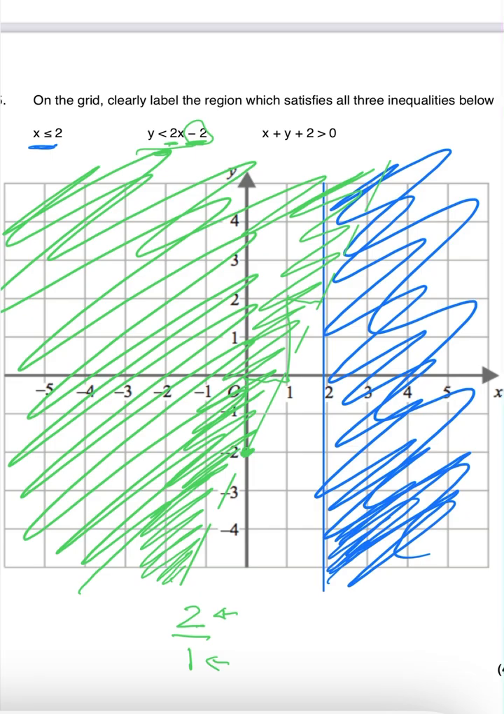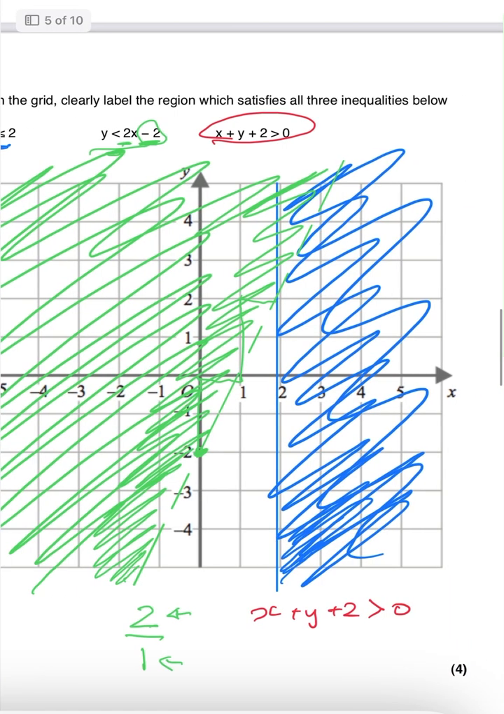Okay, last one. This one's in a less friendly format. So what I'm going to do is I'm going to take this down here. x plus y plus 2 is greater than 0. So I want this in the form y equals mx plus c. So I'm going to leave my y here, and from both sides I'll take 2 and I'll take x. So it'll be y is greater than -x take 2, which means -2 is my y-intercept, -1 is my gradient.